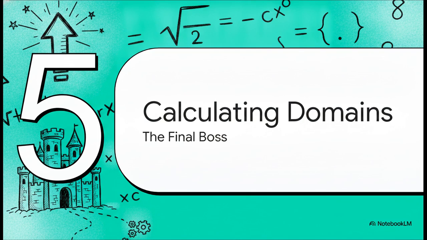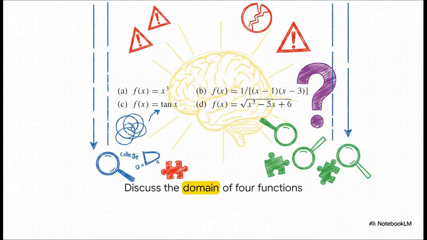Here we go. Module 5, the final boss. Calculating natural domains. Now, what's really interesting about this next part is the sheer variety of algebraic threats we face when finding a domain. We're asked to find the domain for 4 completely different functions. Function A is a simple x cubed, so no threats there. Smooth sailing. But look at the others.